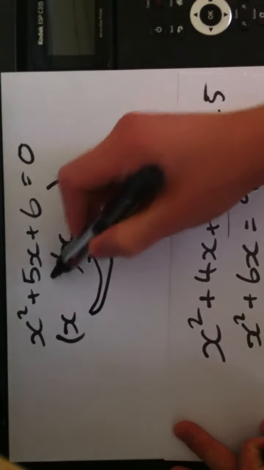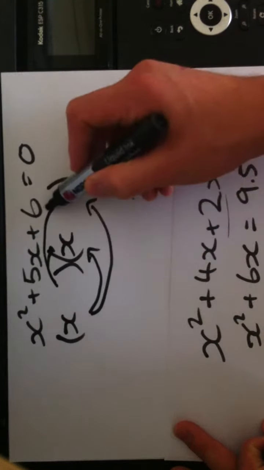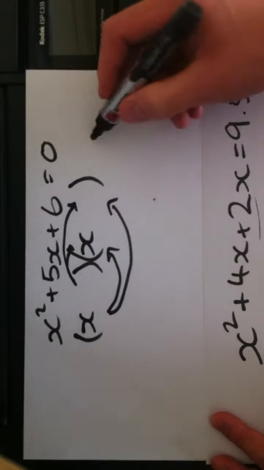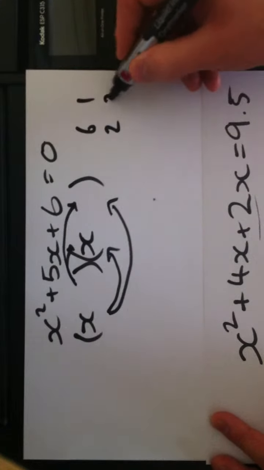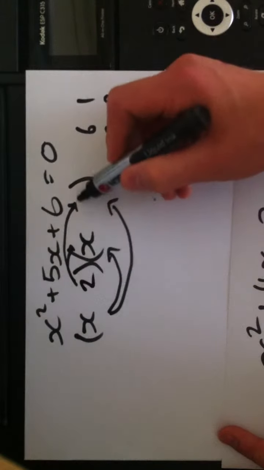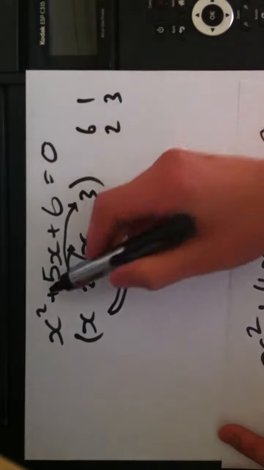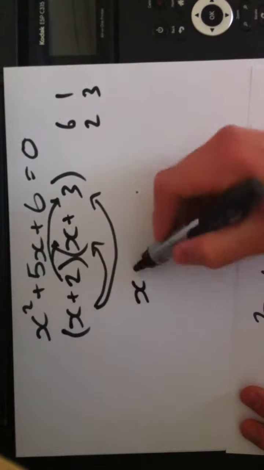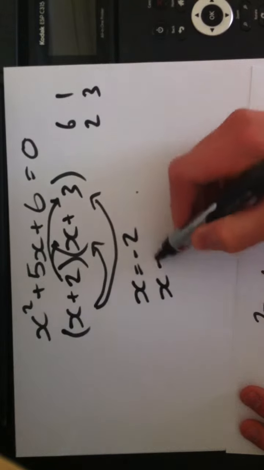And that's got to be times by that, one's got to be times there, and that one's got to be times there. And then we need two numbers that times together to make 6. So I've got 6 and 1, 2 and 3, and they've got to add together to make 5. So here we're going to have a 2 and a 3, because 2 and 3 add together to make 5. Signs are both positive. So what we've got there is we're saying that x equals minus 2 and x equals minus 3.